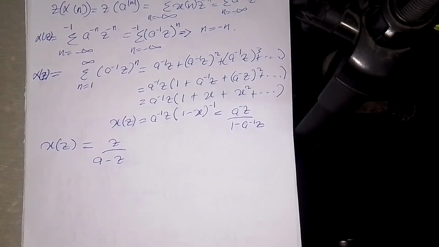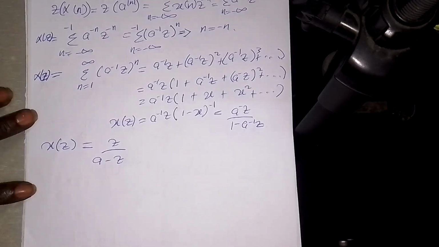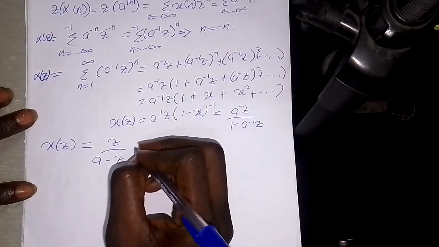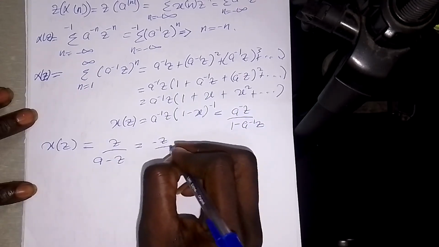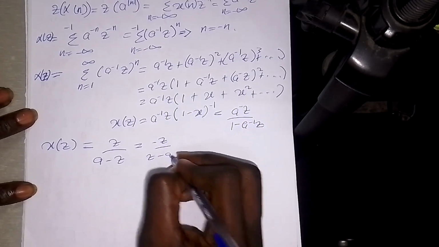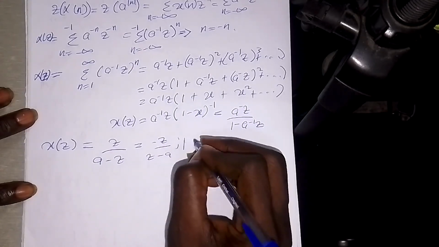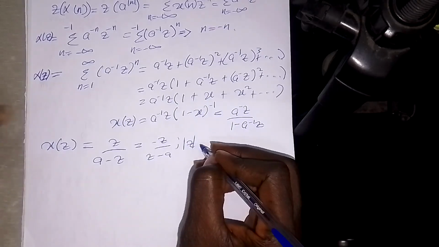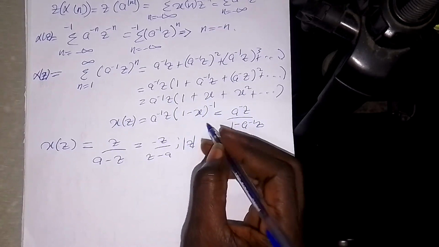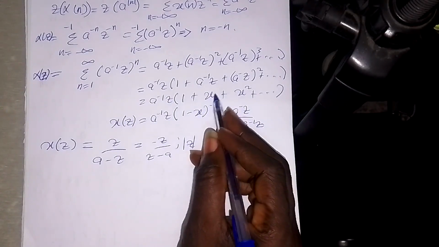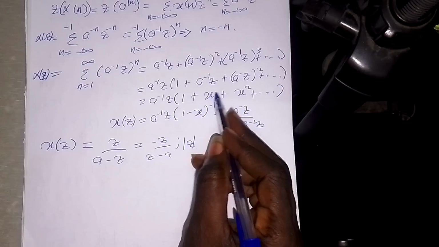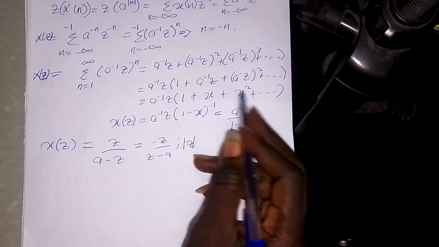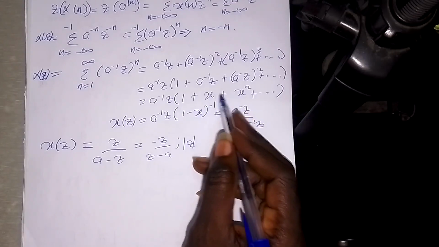Now I can deal with the next section of it. From here, if I multiply through by minus 1, I'll have minus z over z minus a. And my ROC will be such that x is less than 1, I mean mod z over a less than 1. It should be less than 1 before this summation can converge. If it's greater than 1, it will not converge. So x should be less than 1.